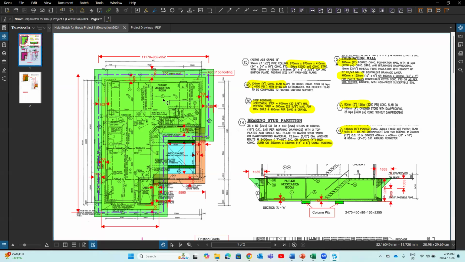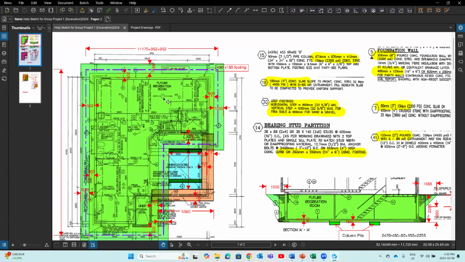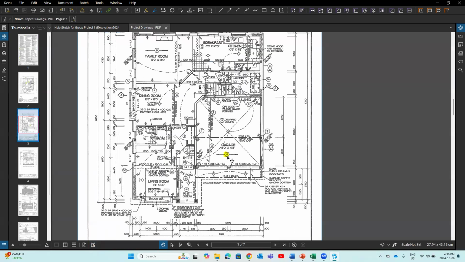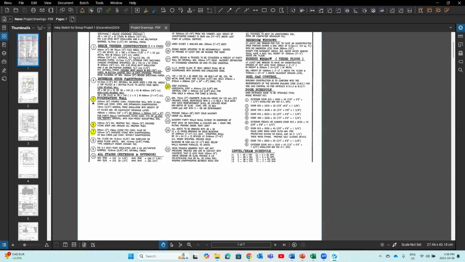Let's see number 7 there. That means this basement slab is 80 millimeter, the thickness of a concrete slab. And this 18, you say 18 is 100 millimeter concrete slab. If you look at the first floor plan drawing, you see this note number 18. That means the thickness of the concrete slab in the garage is 100 millimeter. So that's the way you read the construction notes, right?